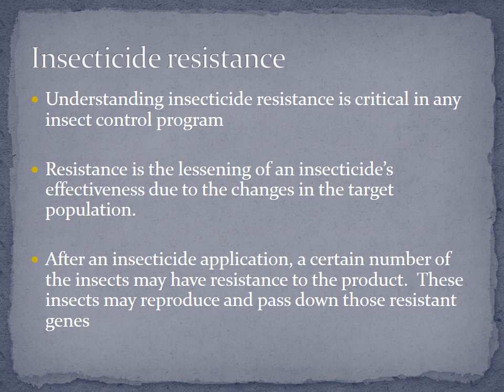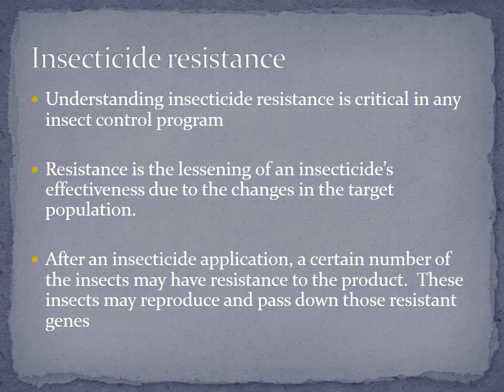Another issue we're going to deal with in our career in pest management is going to be insecticide resistance. Understanding insecticide resistance is critical in any insect control program. Resistance is the lessening of an insecticide's effectiveness due to changes in the target population. So after an insecticide application is applied, a certain number of insects may have resistance to the product you laid down. These insects may reproduce and pass down those resistant genes. And I guess a good example of this is, say you put down an insecticide and you kill 98% of the insects in the area.